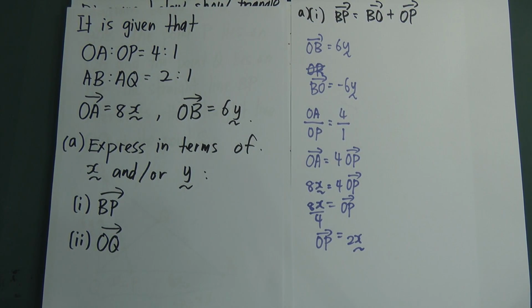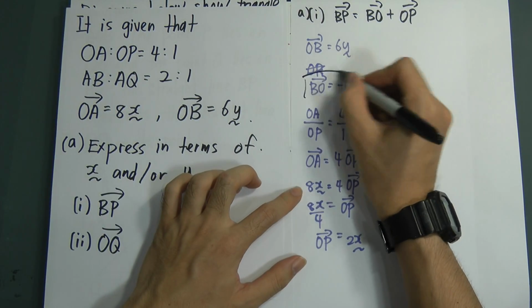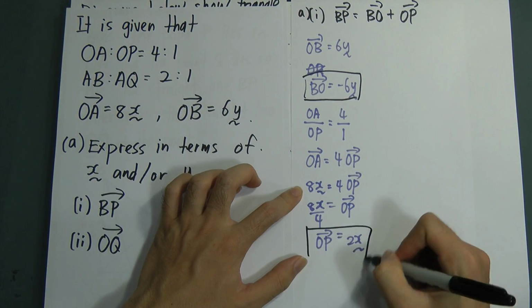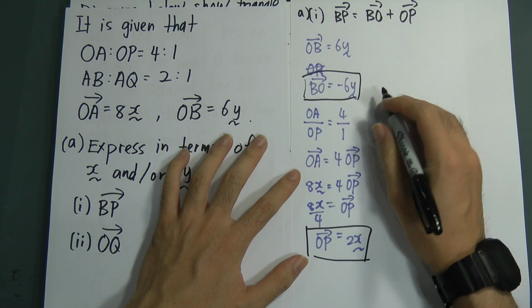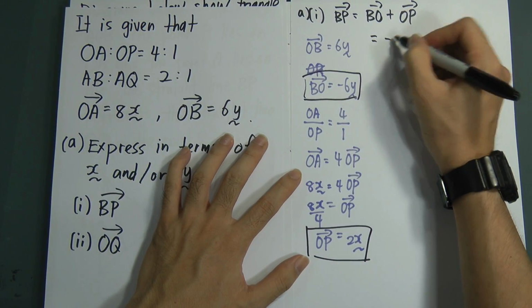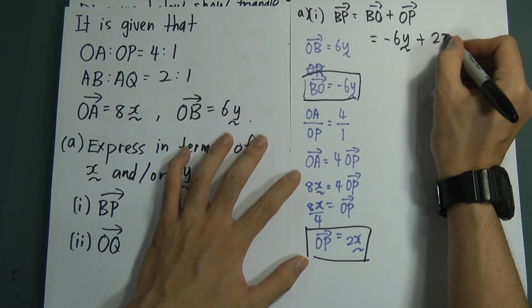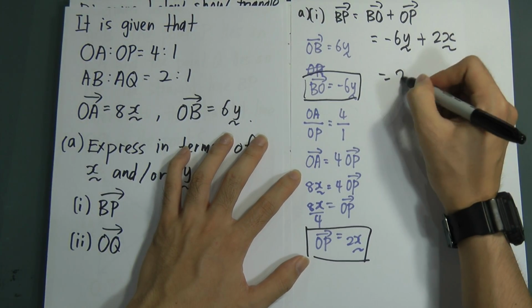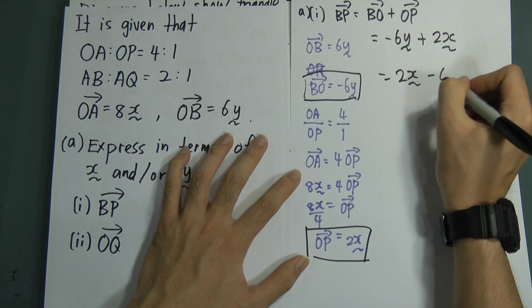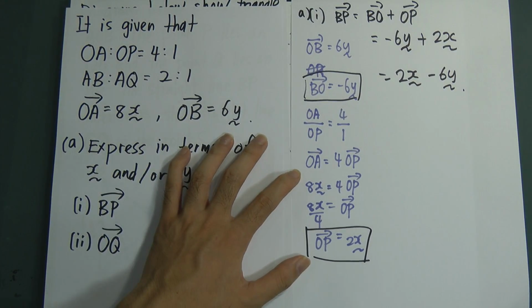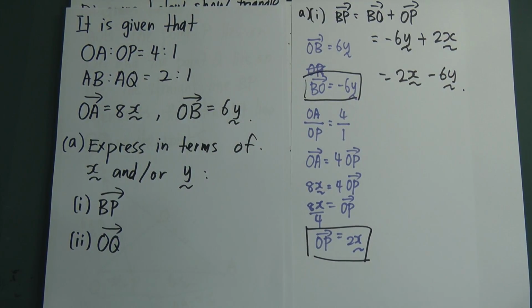Okay, so now I have BO, and then I have OP. So I can solve BP easily. It equals BO, which is negative 6y, plus OP, which is 2x. Therefore, I just write this as 2x minus 6y. Okay, then you solve the first part. This is BP. Then what is the second part?